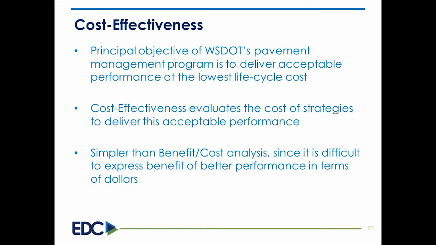So the reason why we're using cost effectiveness, or how we're doing it, is we start off with an objective. We want to deliver acceptable performance at the lowest life cycle cost. So the word acceptable is important there, because it'd be real easy to deliver the lowest life cycle cost if you didn't care about level of service. So we set an acceptable limit, and we have criteria for that in terms of cracking, rutting, and roughness. And then we can use a cost effectiveness measure to then evaluate different treatments for delivering that acceptable performance.